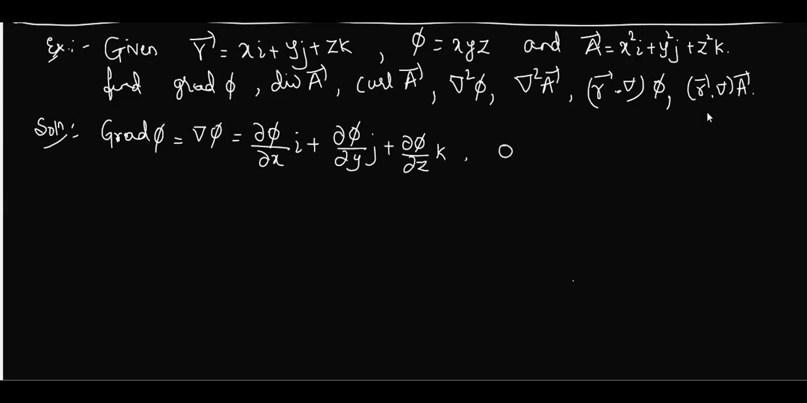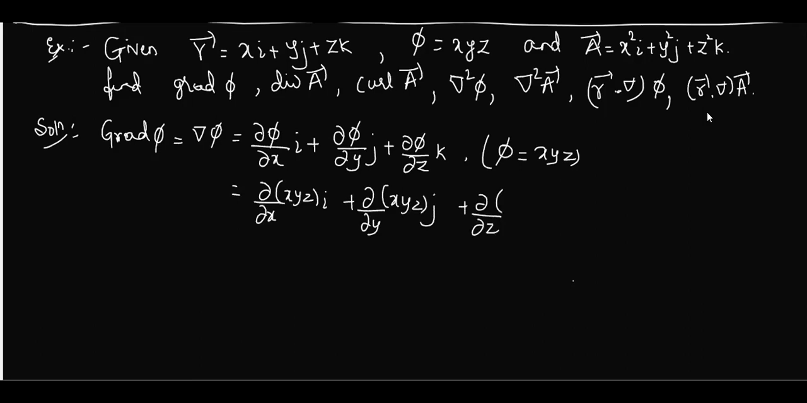So what is phi given as? Phi is xyz. So wherever phi is there, take it as xyz. This is dou by dou x of xyz i, dou by dou y of xyz j as it is, plus dou by dou z of xyz, and k as it is. If you observe, what is the meaning of this term? What we need to do?